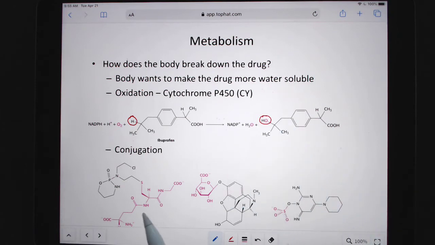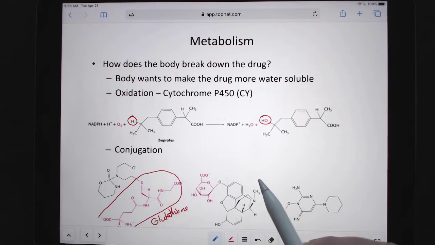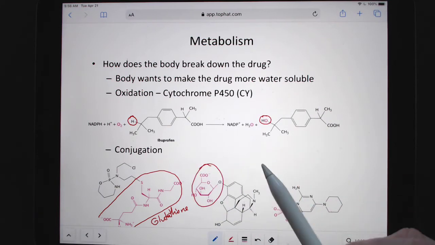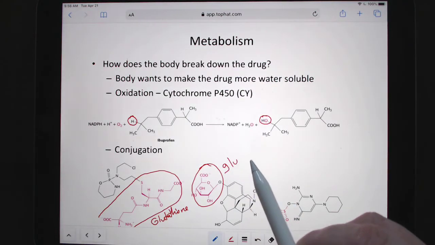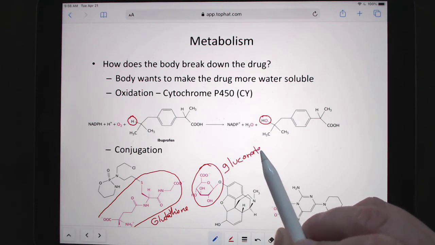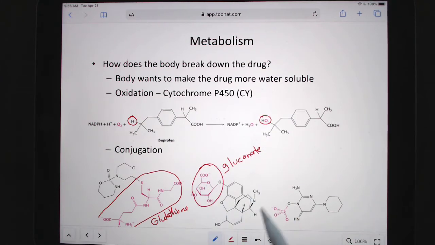But the other thing it can do is add groups onto it. So this is a glutathione. You can add sugars. In this one, I believe this is glucuronic acid. Excuse me, this is gluconate. So this is like glucose, but an oxidized version of glucose. Now this molecule is a lot more soluble, even though it was pretty soluble before. The other thing it can do is add sulfates. You can add phosphates, and other sorts of things. But basically, you're making these a lot more soluble and a lot less active too. So you can block the activity, things like that.